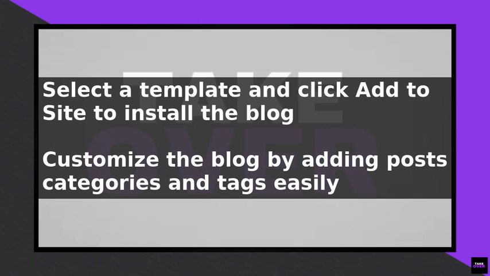categories, and tags. To create a new post, click on the Add Post button and enter your title, content, and images. You can also customize the blog settings by clicking on the settings icon, where you can change the layout, add comments, and set up social sharing options.